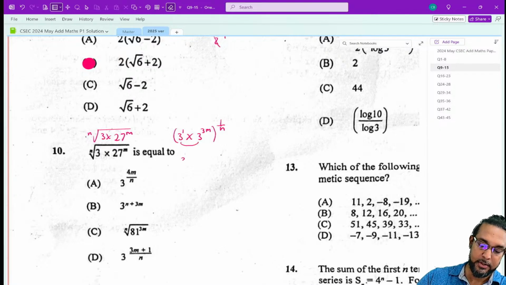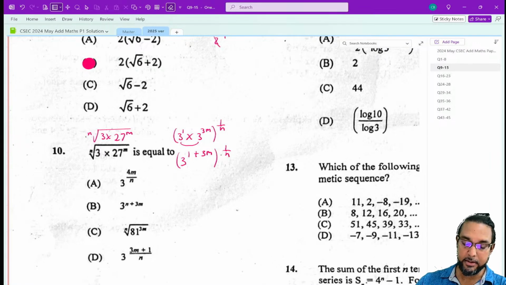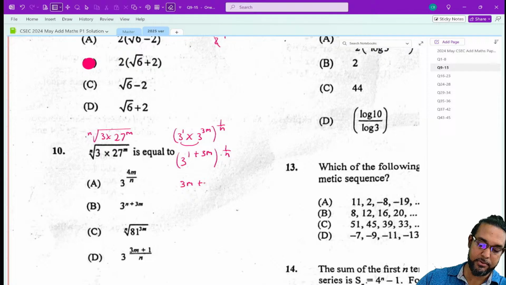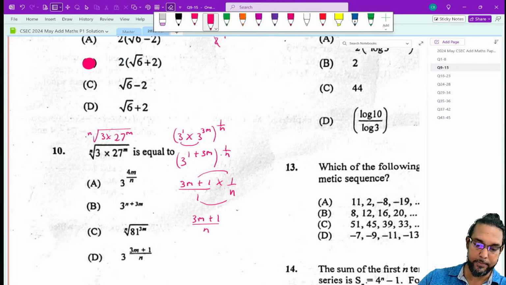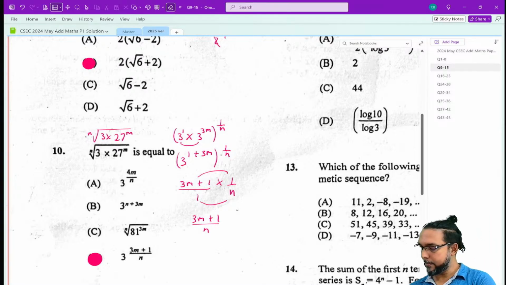We add them together. So we have 3 to the 1 plus 3m, and that is then further raised to the 1 over n. And then what do we do when you have an index on the inside of the bracket raised to another index on the outside? We multiply them, right? So we'll just rewrite 1 plus 3m as 3m plus 1, and that's going to be multiplied by 1 over n. When you multiply fractions, you multiply the numerators together, then you multiply the denominators together. 3m plus 1 multiplied by 1 is just 3m plus 1, and 1 by n is n. So, right, option D here is the correct option.